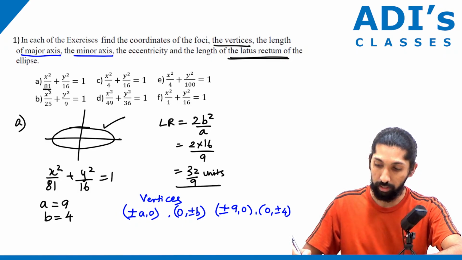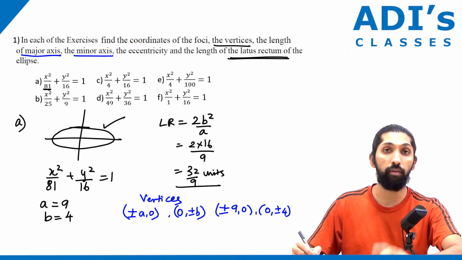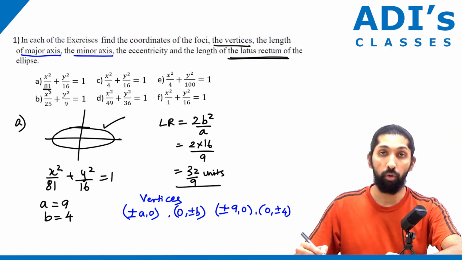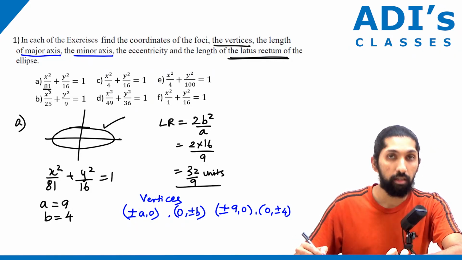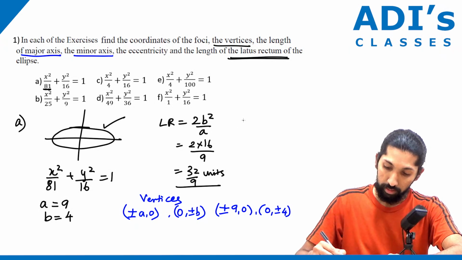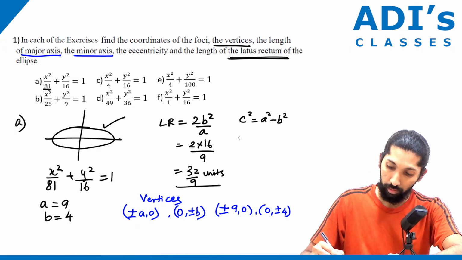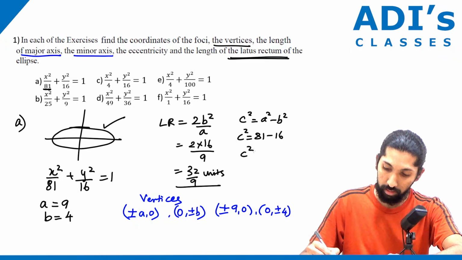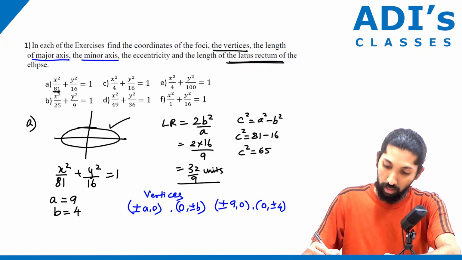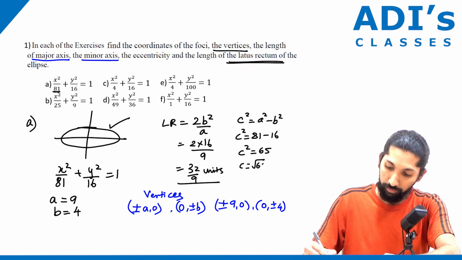Then we'll look into the next part, that is we'll calculate the value of C. To calculate the value of C, what will we use? We'll use A square is equal to B square plus C square. That means C square is equal to A square minus B square. So C square is equal to 81 minus 16. So C square is equal to 65. So C is equal to root of 65.